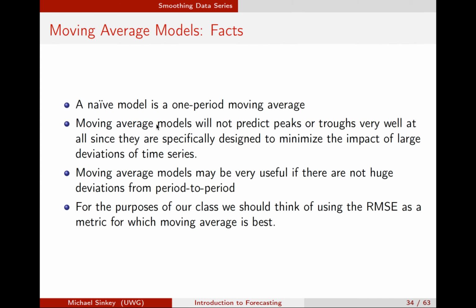Just a few facts about the moving average models. A naive model is a one-period moving average. These models don't predict peaks and troughs very well. They're specifically designed not to do that. They are useful if we do not think there are huge deviations from period to period, but we want to kind of smooth out idiosyncratic behavior. Nonetheless, we don't have to make a value judgment based on a picture. We just use the root mean squared error.